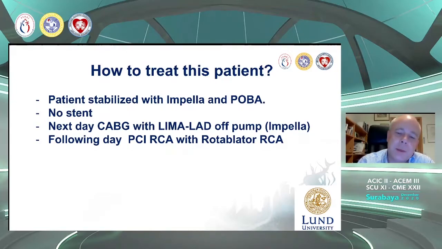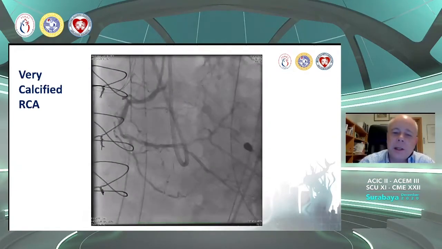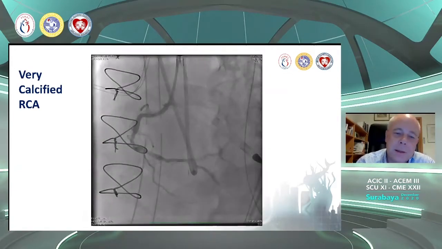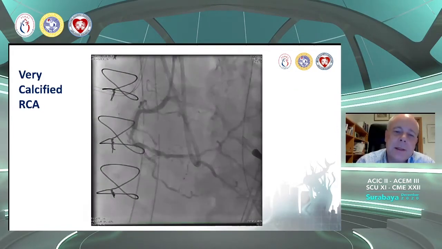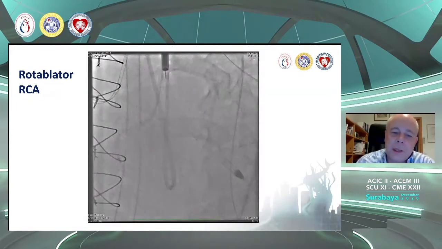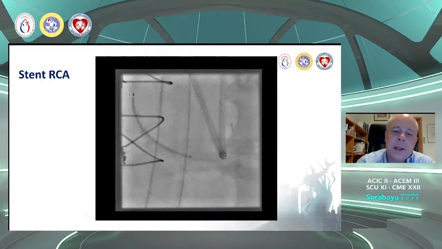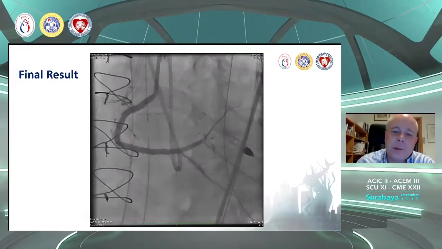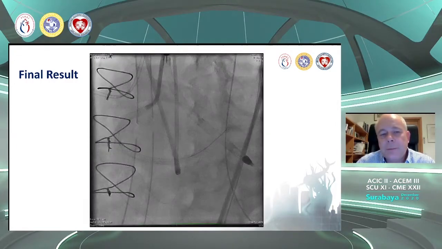And the day after that, the patient came back to our lab. And this is what it looks like when he comes back. And it's a very calcified right coronary artery. Impella is still in place. We continued with a rotablator to the right coronary artery and could successfully do that, and then proceeded to stent most of the right coronary artery. And we could find then a final result that looks like this. So the patient is now revascularized to the LAD and to the right coronary artery.